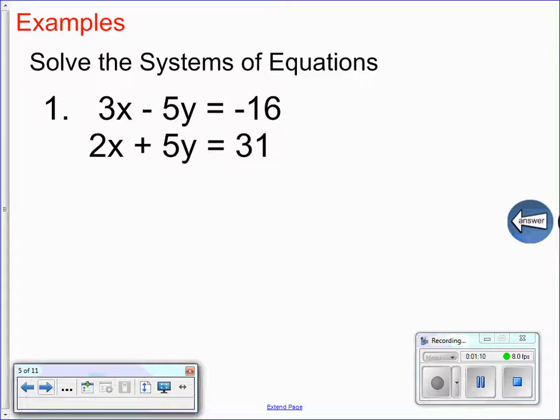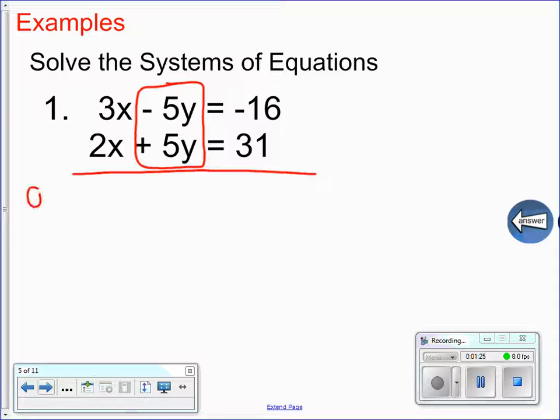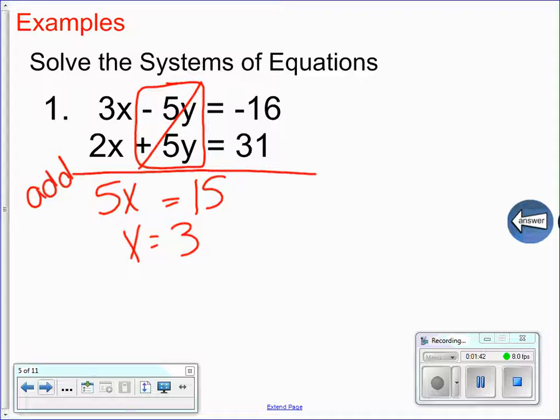So some examples. We have 3x minus 5y equals negative 16, and 2x minus 5y equals 31. You can see here that these have the same coefficient, different signs, so I'm going to add. That gets me 5x, the y's cancel out, equals 15, so x is equal to 3. I'm going to substitute so that I can find out what y is.